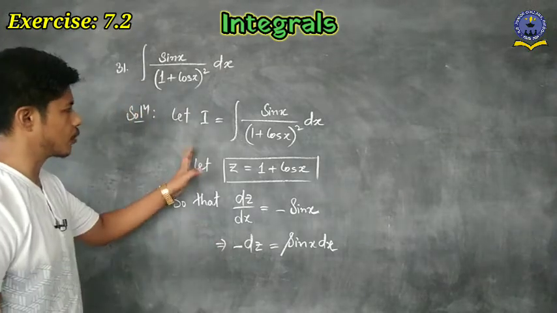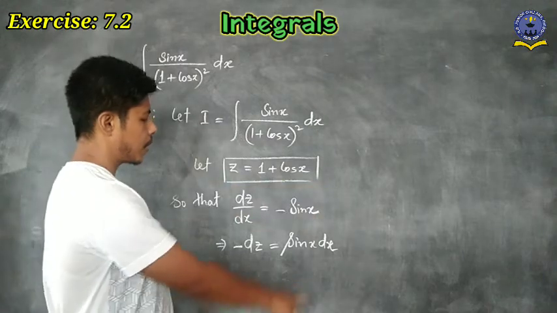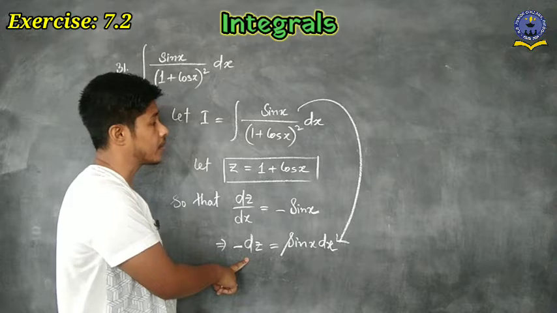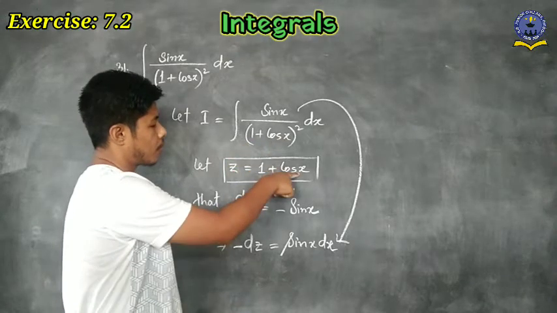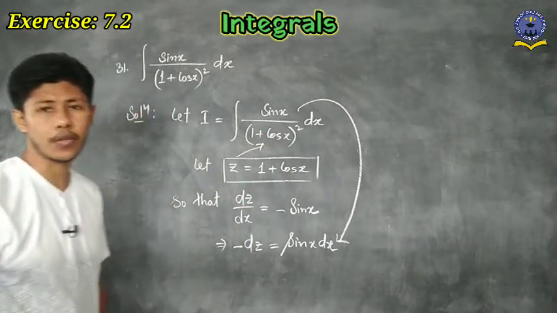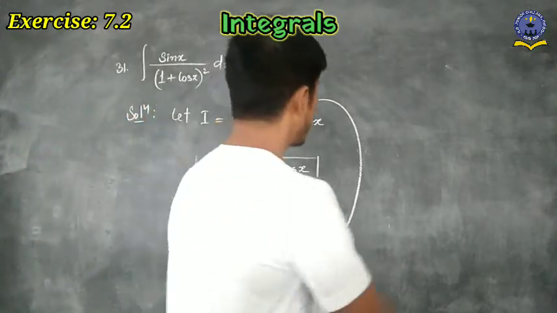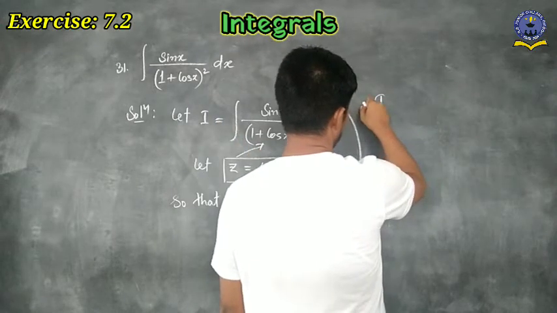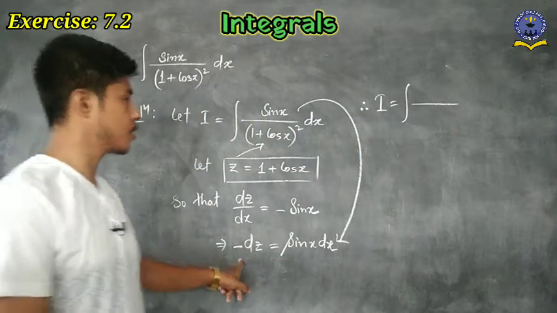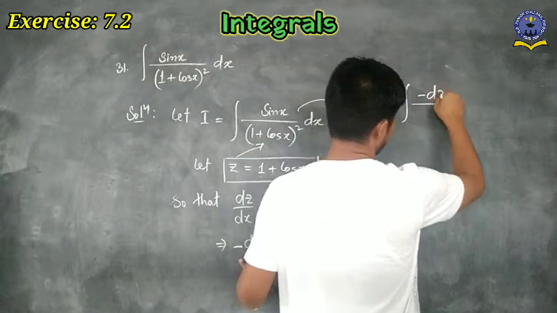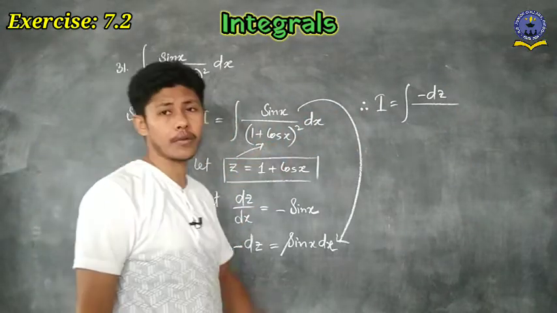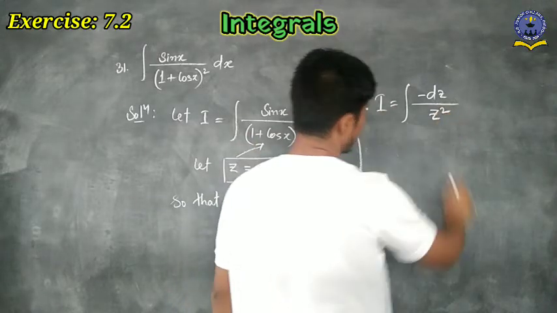Now, the question has sin x dx. In place of sin x dx, what can we write? We can write minus dz, and in place of 1 plus cos x, we can write z. Z means z square here. So ultimately, I equals the integration of, in the numerator, sin x dx means minus dz, and in the denominator, 1 plus cos x means z, so z square. Is it clear? So z square.